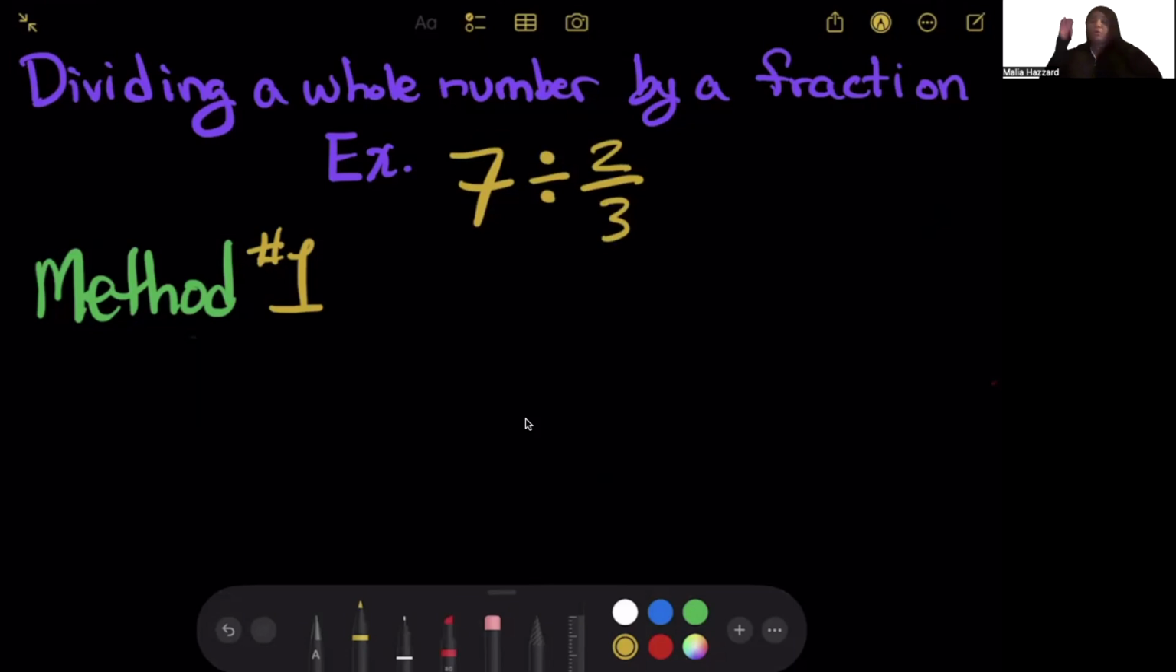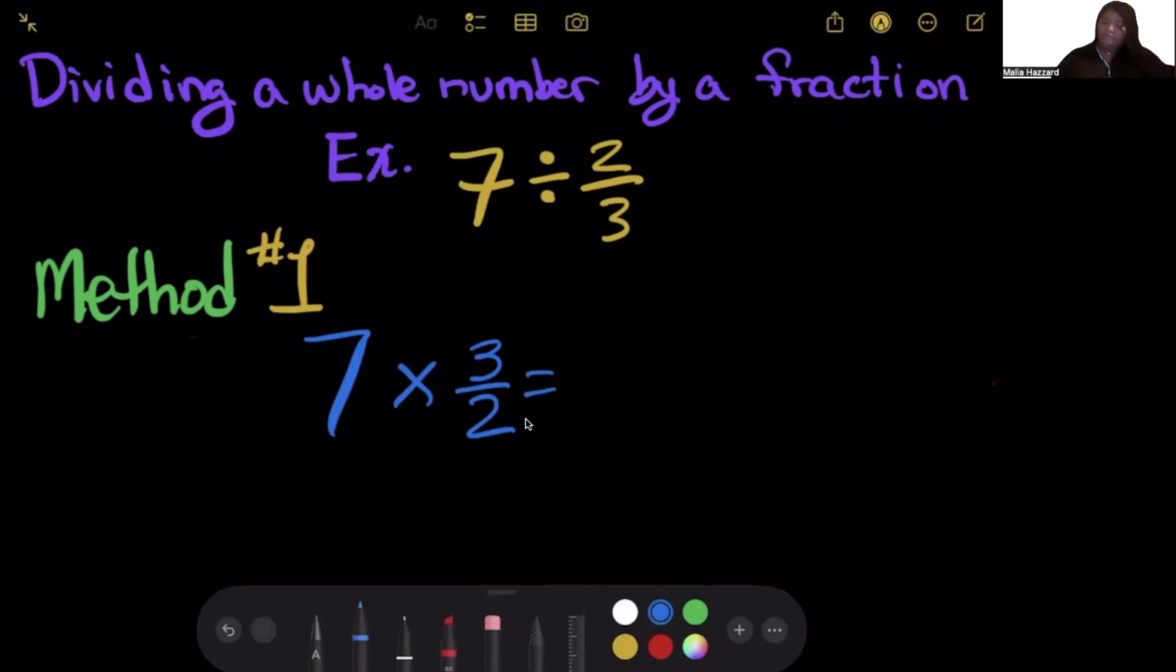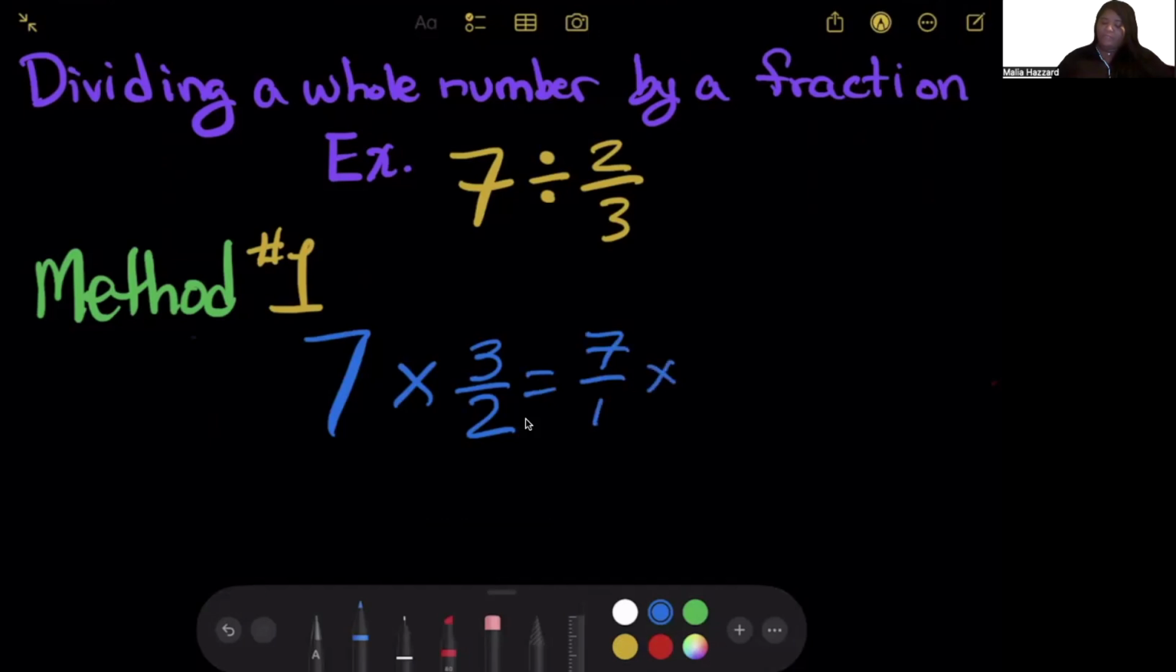All right. Method number 1, keep, change, flip. So I'm going to keep my 7. I'm going to change from division to multiplication. And then I'm going to flip that second fraction, 3/2. Please know that 3/2 is the reciprocal of 2/3 if you want the mathematical term for flipping it. So I have 7/1 times 3/2.